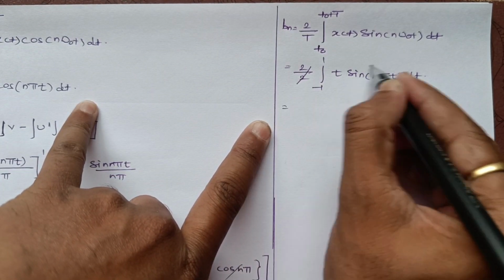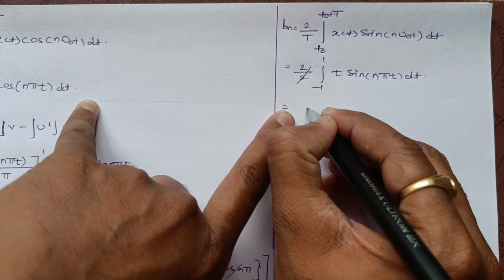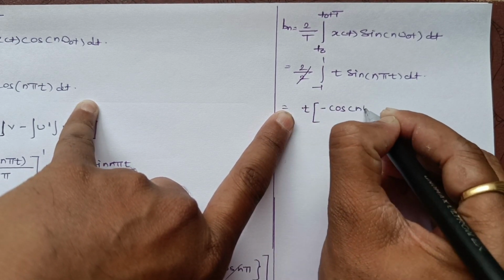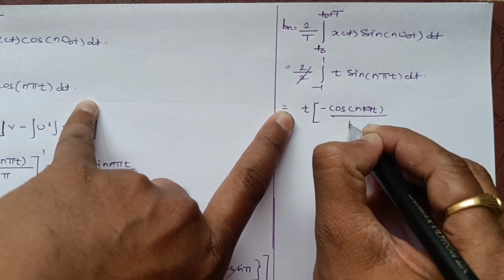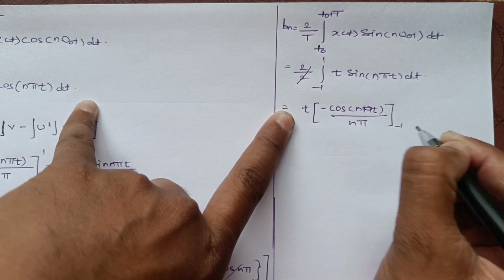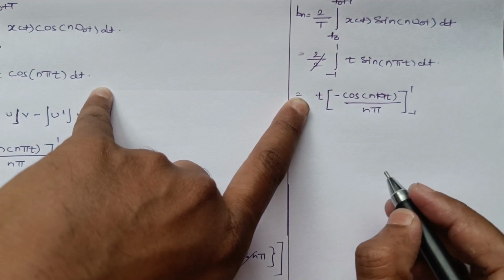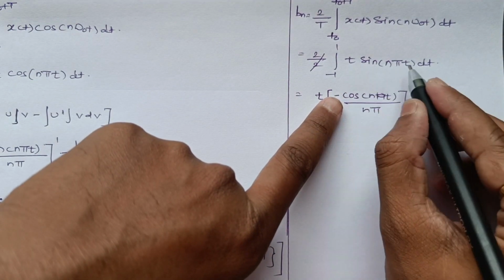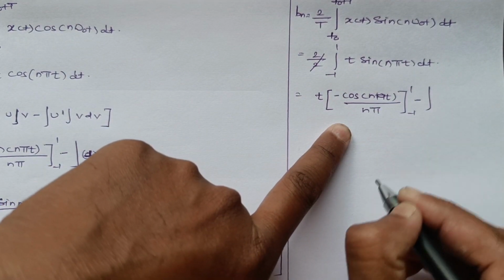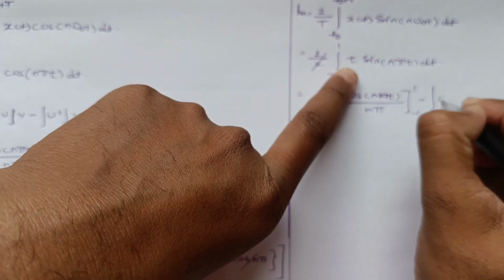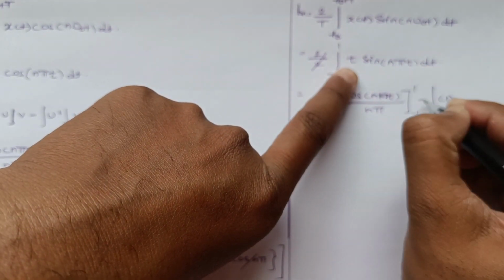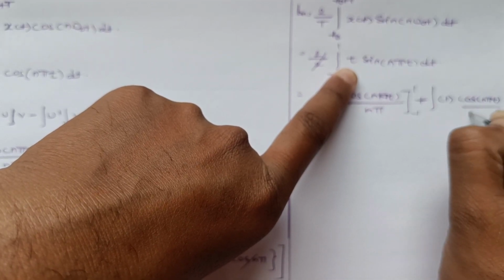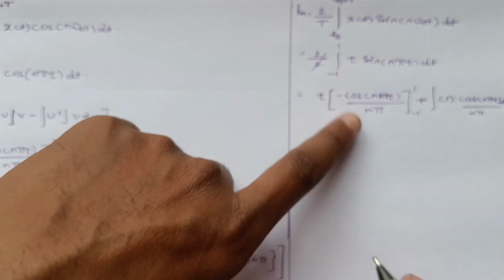This will get cancelled. Now if I integrate this one more time, we'll be getting this term as t into the integration of sin, which will be minus cos n pi t divided by n pi, over the limit -1 to +1, minus the integration of this term by the u into v rule. We'll be getting the integration of t, whose derivative is 1, and the integration of sin is minus cos, so here we will write plus cos n pi t by n pi into dt.